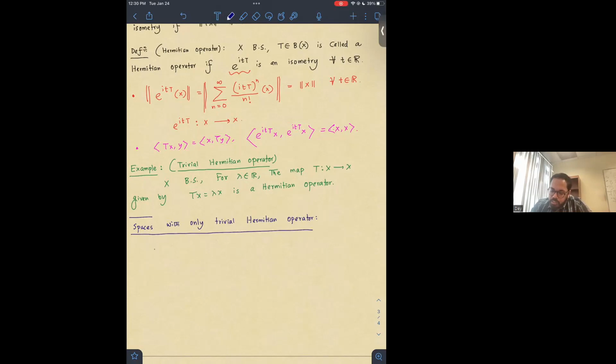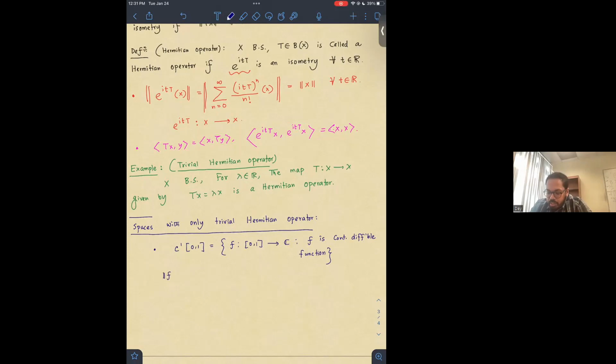I'm going to give you a couple of examples. These examples were all proven in the 1970s by Berkson and Sourour. The first one is our well-known C^1[0,1], which is the set of all continuously differentiable functions. And as you can see, when we talk about whether an operator is Hermitian or not, the norm plays a very important role, so we have to mention the norm as well.